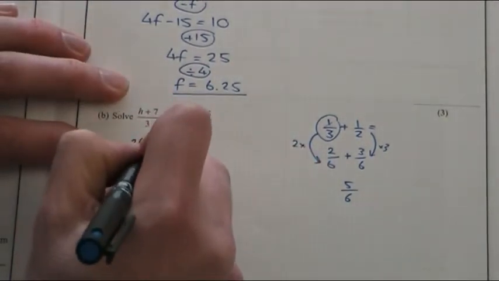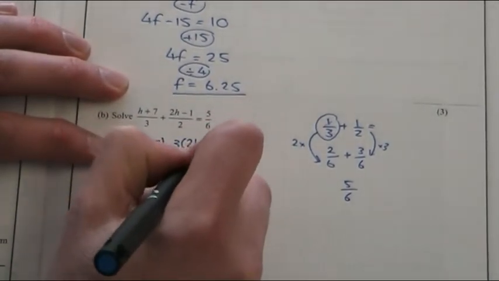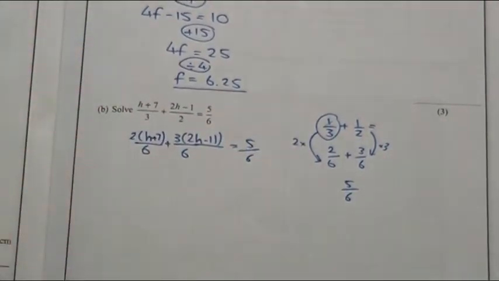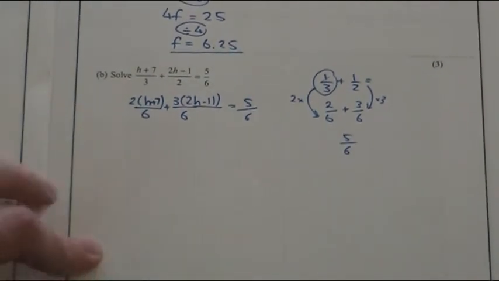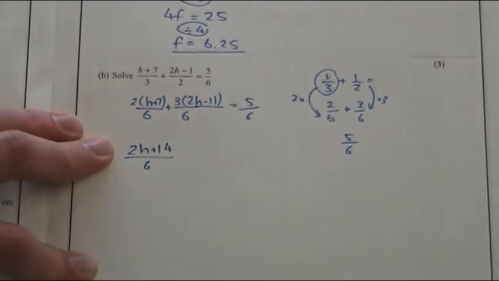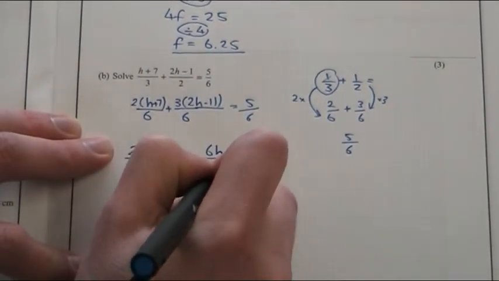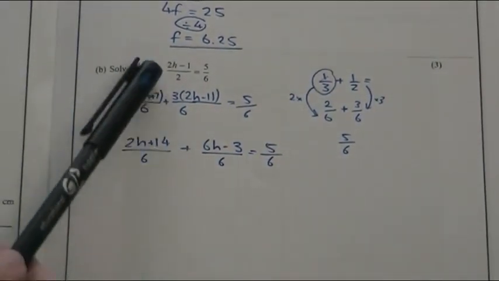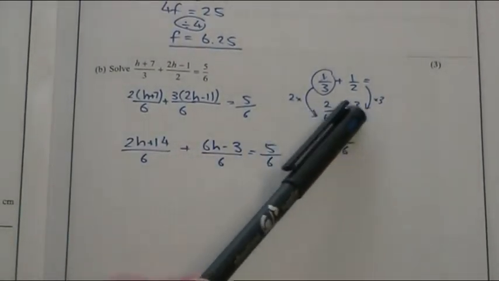So it's 2 lots of h plus 7, and to make this a 6 we're timesing it by 3, so we've got 3 lots of 2h minus 1. I'm just going to make that a little bit longer. And we're told that that equals 5 over 6. So normally what you'd have to do is expand these brackets and tidy it up a little bit. So we've got 2h plus 14 over 6, and we've got 6h minus 3 over 6. Now we have formed equivalent fractions with it all tidied up, so we're now at this stage here.